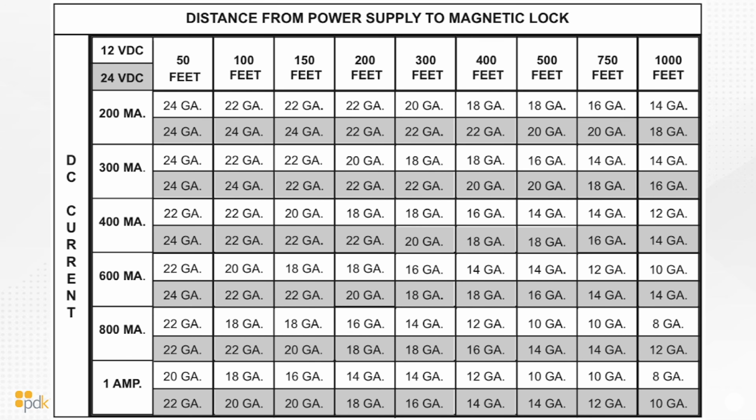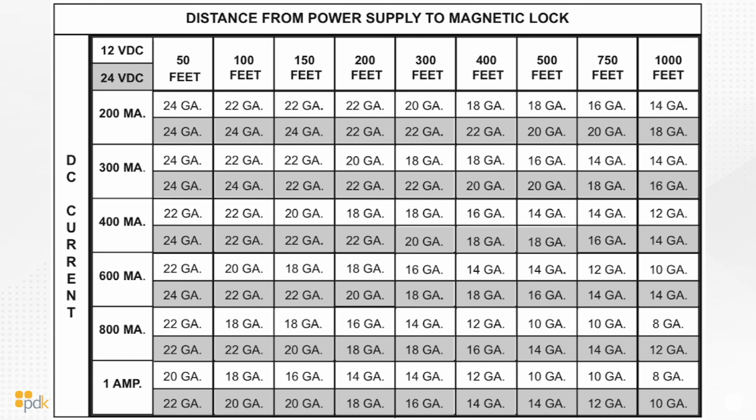You'll notice that it's different for the 12 versus the 24 volts. And the reason for that is because 24 volts has more pressure. It can get the electrons further along in a pipe than 12 volts can. So we can go with thinner wiring for the 24 volts. And that's a big advantage if you're going fairly long distances.